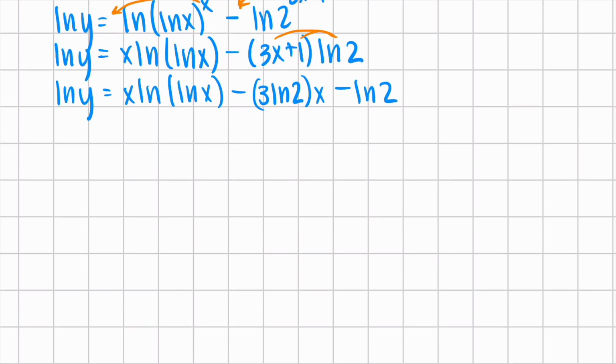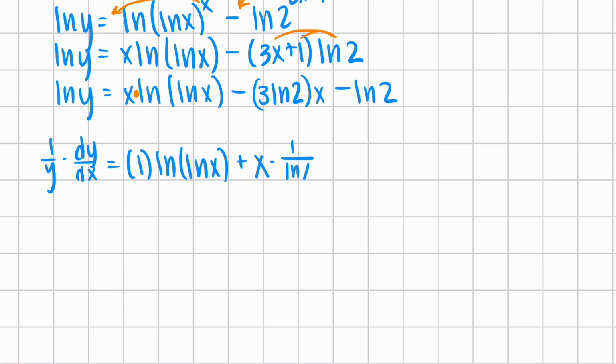And then from here, I'm going to take the derivative of both sides of the equation with respect to x. So on the left side, I have my 1 over y dy dx. For my first term on the right side, I do have a product rule. So derivative of x is 1. Leave my natural log of x, plus I have x times 1 over natural log of x. Chain rule the natural log of x. We get times 1 over x. Notice this is a repeat of the previous example.